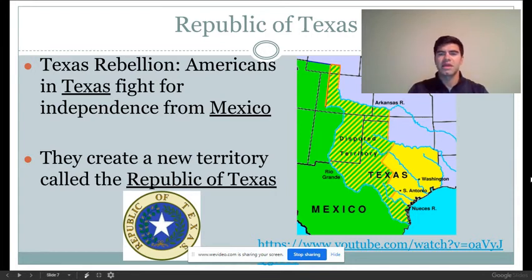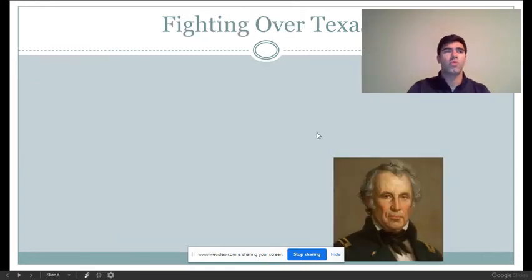So at this point, Texas is independent of Mexico's government's control, and they're also independent of the United States' government's control. So they're their own republic, but they want to join the United States because many of them are former American citizens. And the United States also wants to add Texas to the United States. But the big problem that is preventing Texas from joining the United States, even though the United States Congress wants to add Texas to the United States, is Mexico.